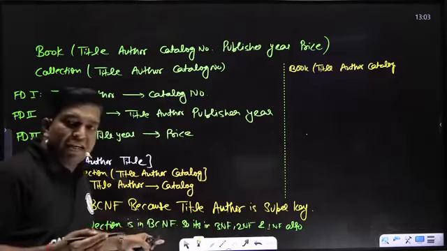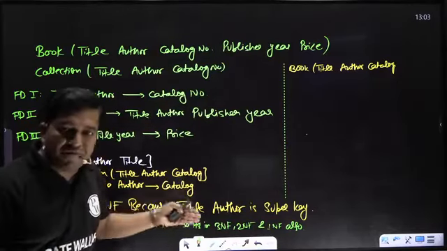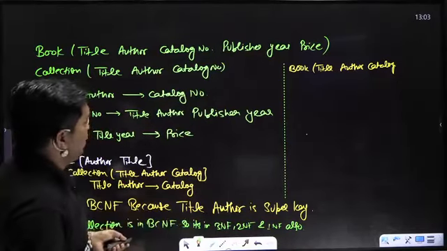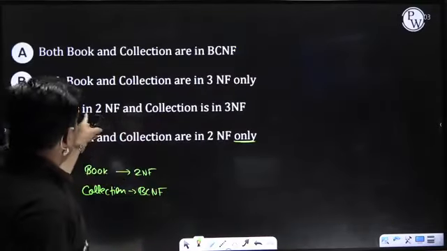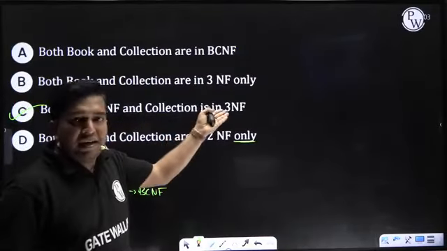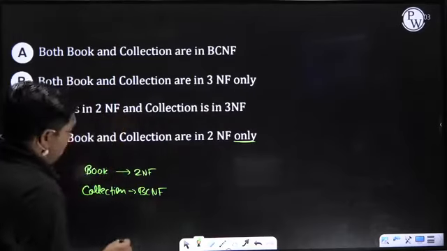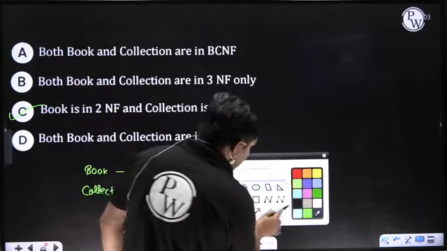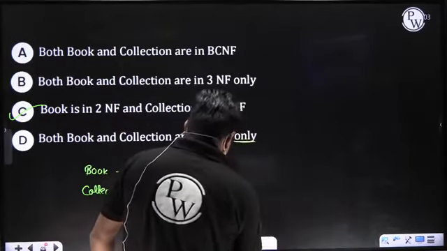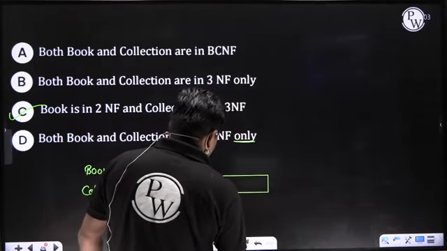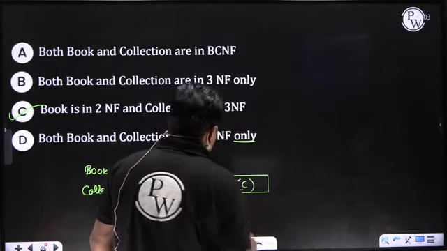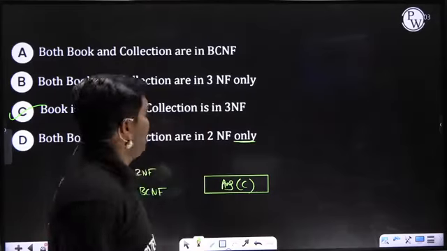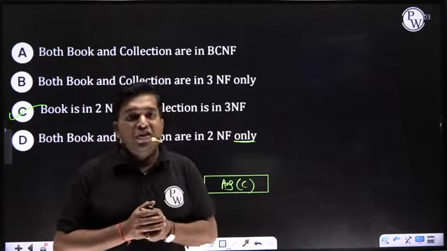Because it is in BCNF, so वो 3NF में भी होगा, 2NF में भी होगा और 1NF में भी होगा, my dear student. So here, if the relation is in BCNF, it is already in 3NF. So C is the correct answer for this question, my dear student. C is the correct answer: book is in 2NF and collection is in 3NF.